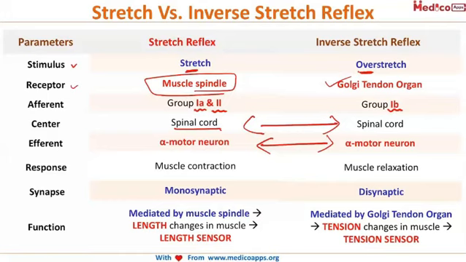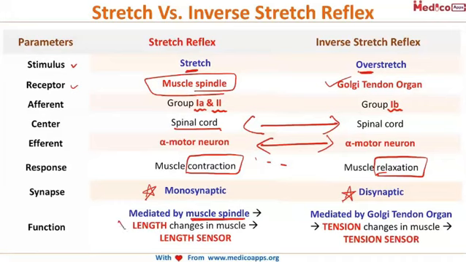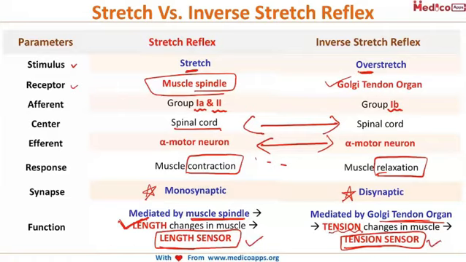Then the response for stretch reflex is contraction of the muscle, whereas for inverse stretch reflex it is relaxation of the muscle. And the most important point we have noted: stretch reflex is a monosynaptic reflex, inverse stretch is a disynaptic reflex. The function is mediated by the muscle spindle. Length changes in the muscle are the main characteristic of stretch reflex, so this is known as a length sensor. And inverse stretch is mediated by the Golgi tendon organ. Here the tension changes are noted by the receptor, so it is known as the tension sensor. Stretch reflex: length sensor; inverse stretch reflex: tension sensor.